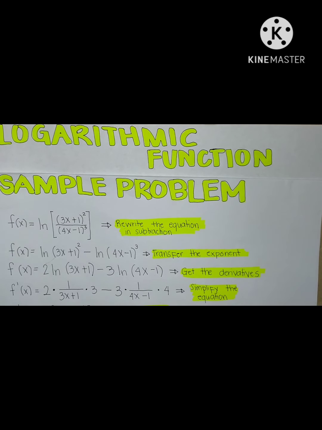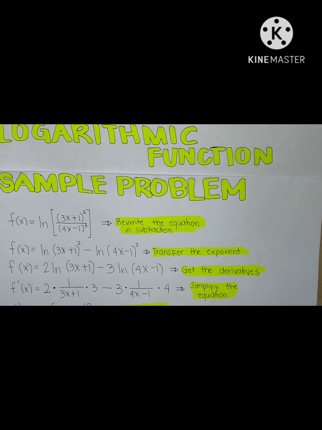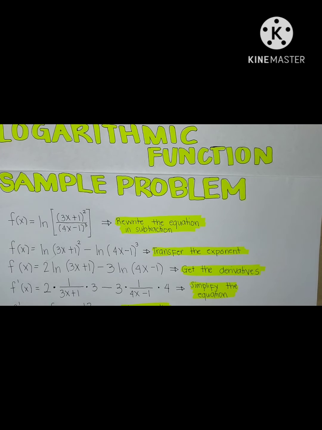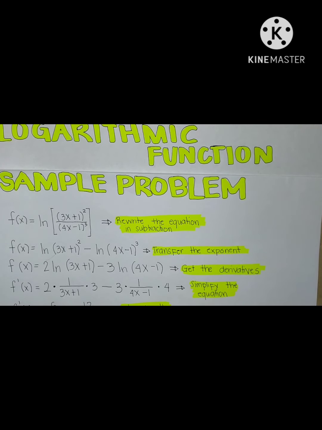We have f of x is equal to natural logarithm of 3x plus 1 squared all over 4x minus 1 quantity cubed. We can see that it is complicated stuff here. So what we need to do is use a formula: d over dx of natural logarithm of f of x is equal to 1 all over f of x times the derivative of f of x, so that we could take the derivative of that function.